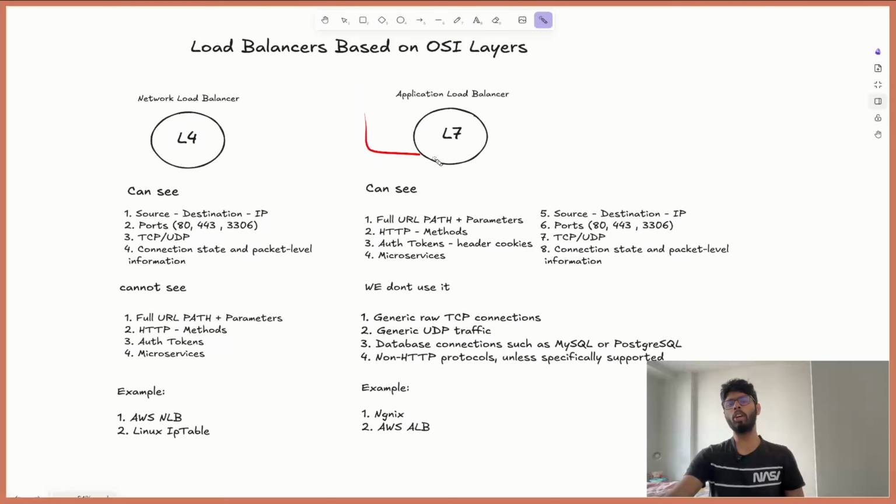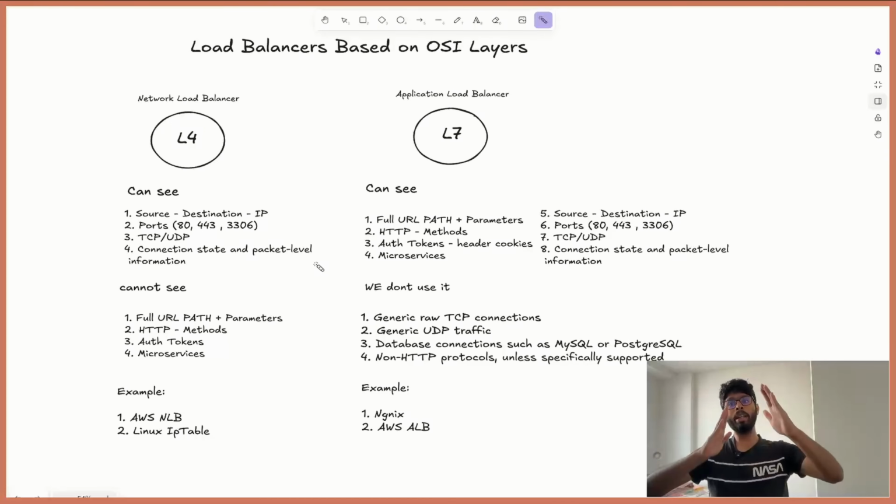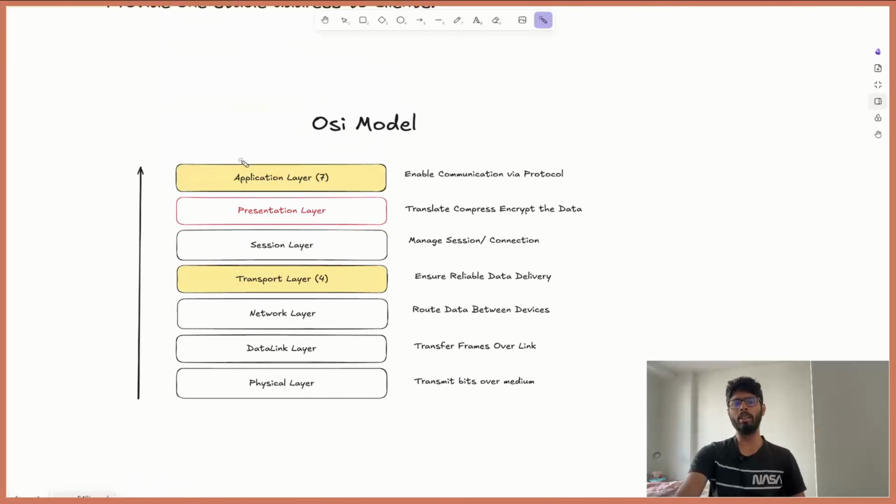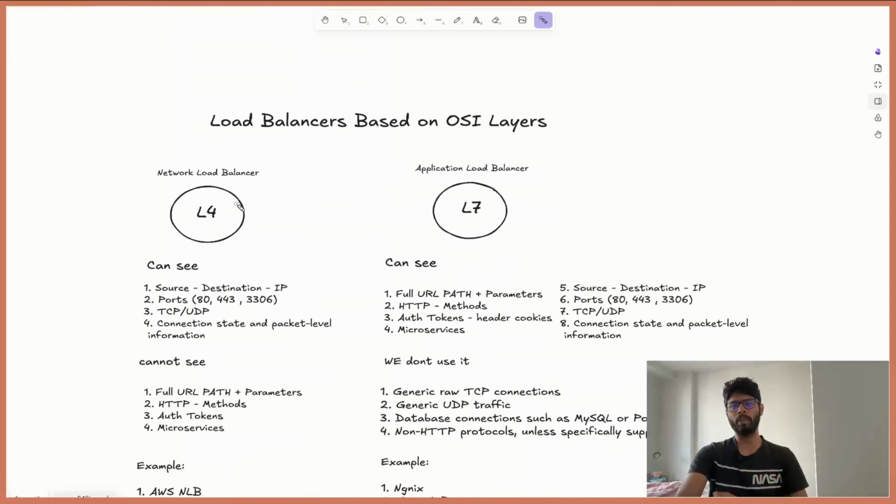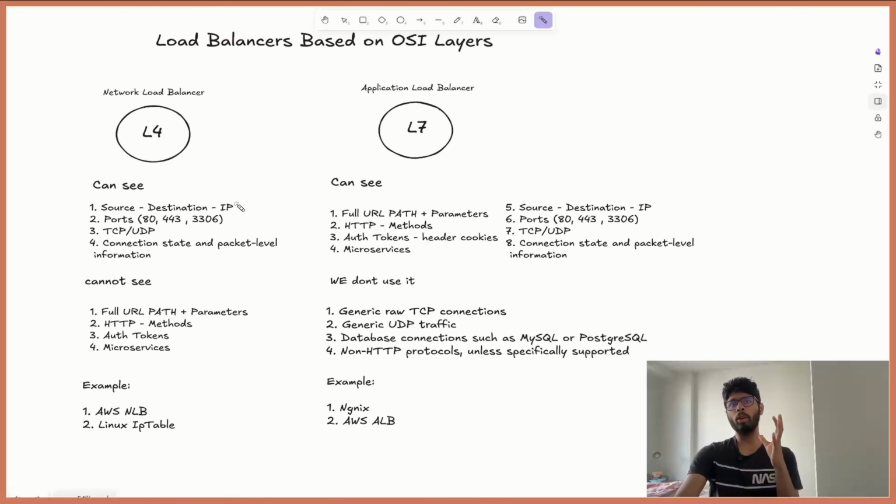Now we are going to talk about the application load balancer. What can the application load balancer see? It can see each and everything, because the application load balancer sits on the 7th floor. So basically it can see the full path, HTTP method, auth token, microservices, and I copy pasted this thing. Okay, basically 1, 2, 3, 4. It is here as well. Of course, the L7 load balancer can see all these things as well.